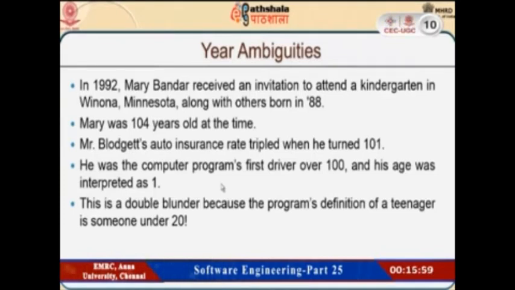So the computer program first drove over 100, and his age was interpreted as 1, because the maximum age limit was set to 100 and the computer interpreted the age mentioned as 101 as 1. So this was a blunder that the computer generated, which landed in a faulty software.